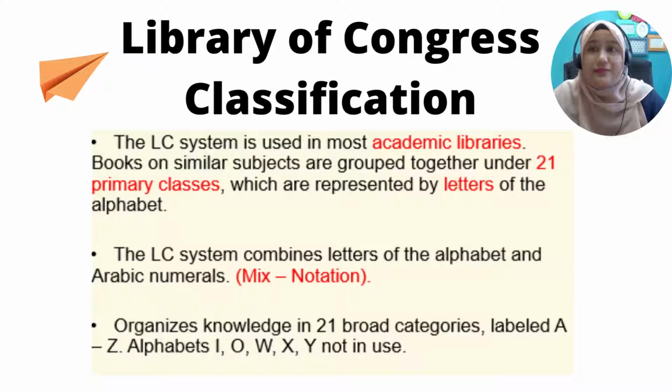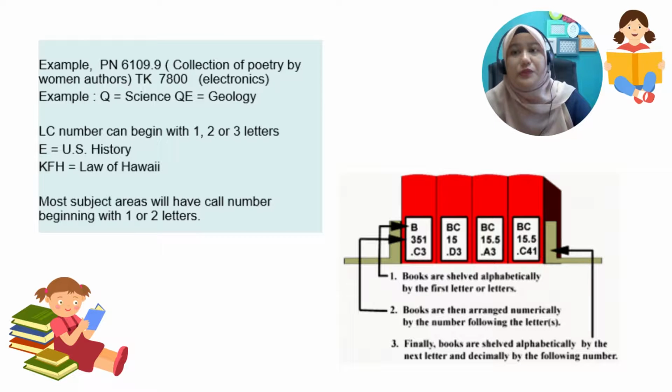LCC combines letters of the alphabet and Arabic numerals, known also as mixed notation, as it is categorized into 21 broad categories, labeled from A until Z, except for the letters I, O, W, X, Y, which are not used in Library of Congress classification. Based on this example, students are able to understand that LCC uses letters to represent its subjects. For example, the science subject uses letter Q. And under the science subject, there is also a sub-discipline on geology, for instance. Hence, this sub-discipline will be under QE followed by the numerals.